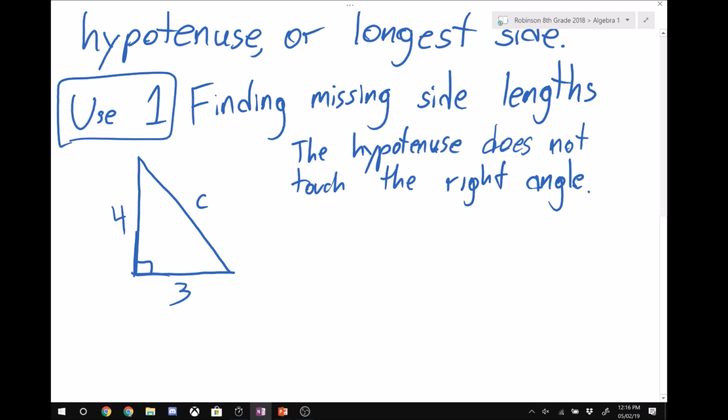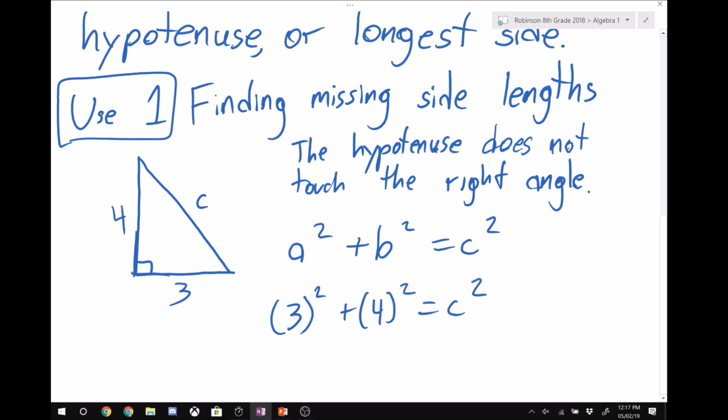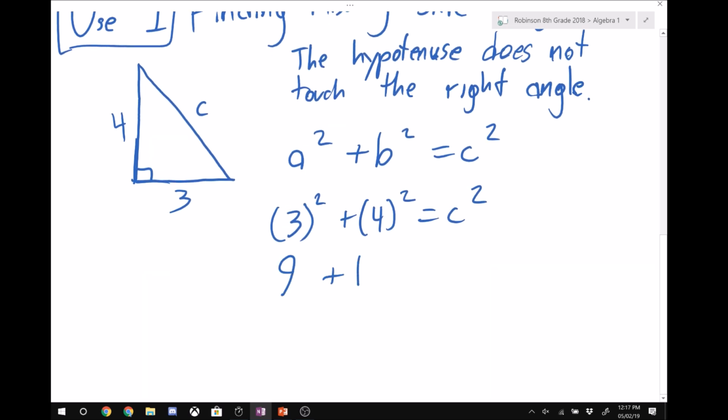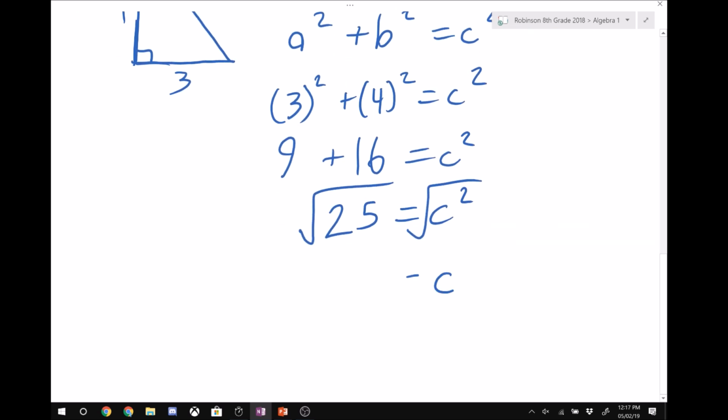So here we go. We set it up as a squared plus b squared equals c squared. I'm going to use 3 as a and 4 as b. So that's 3 squared plus 4 squared equals c squared. 3 squared is 9. 4 squared is 16. 9 plus 16 is 25. So 25 is equal to c squared. I take the square root of both sides, and I get that c is equal to plus or minus 5, but we know that a side cannot be negative. We can't have a negative side length, so c is just 5 in this case.